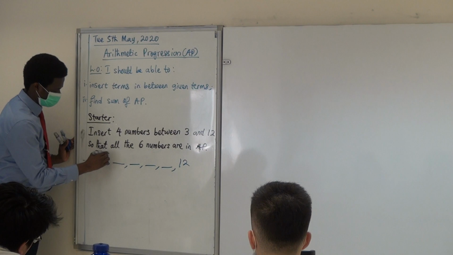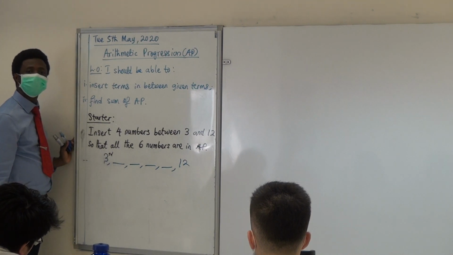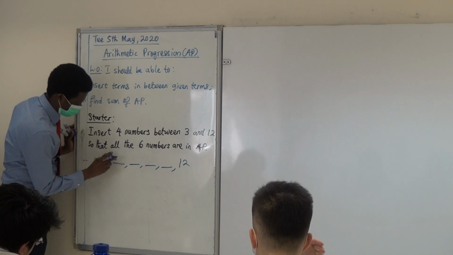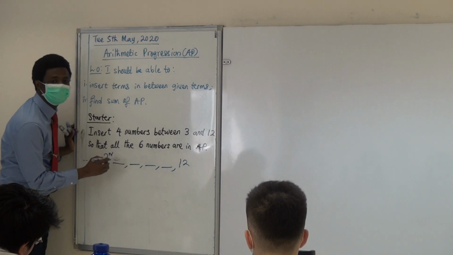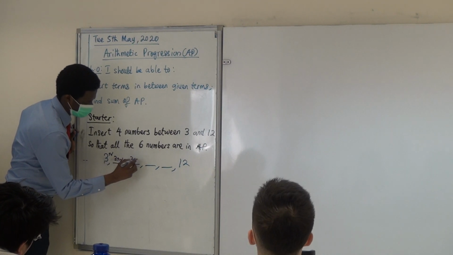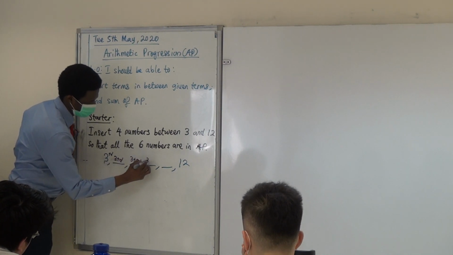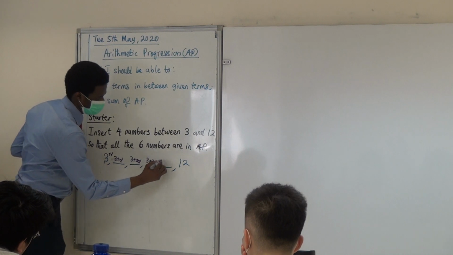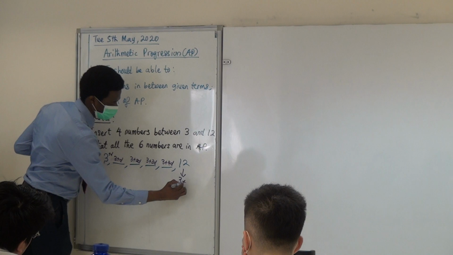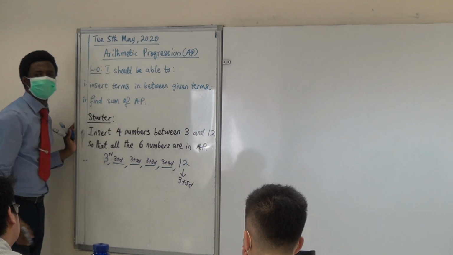To get the second one, you have to add D to this one, whatever D is. So this one will be 3 plus D. So instead of A plus D, this will be 3 plus D. This will be 3 plus 2D. This will be 3 plus 3D. This will be 3 plus 4D. And this should have been 3 plus 5D. So you solve this equation.